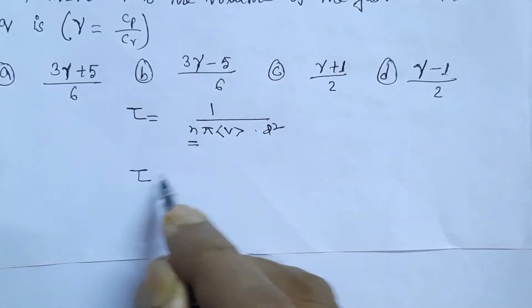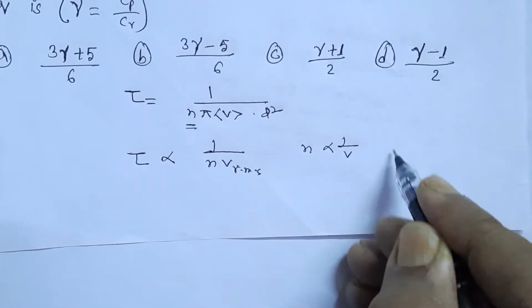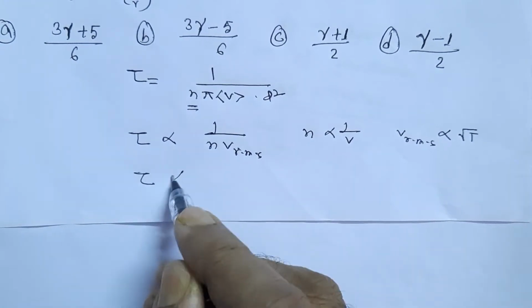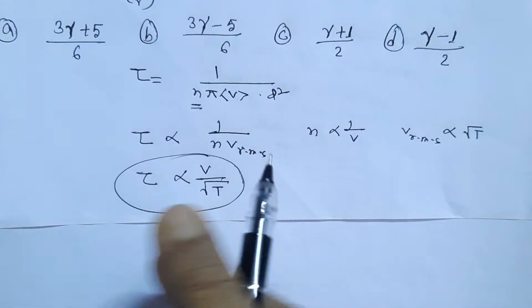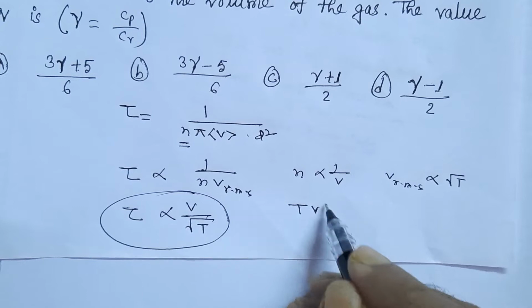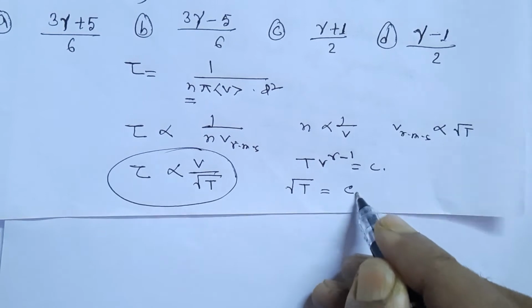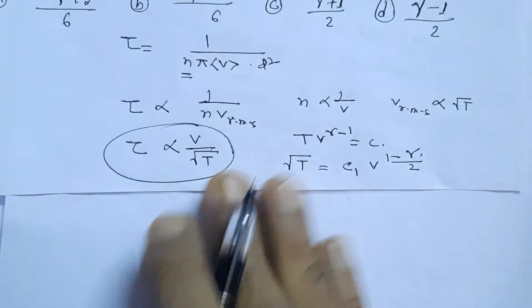Now, tau is proportional to 1 by n into V. And now n is proportional to 1 by V, and V here is V RMS. V RMS is proportional to what? Root T. So tau is proportional to V by root T. T is the temperature of the gas molecules. Now, the expansion is adiabatic, and for adiabatic expansion, we know that T into V to the power gamma minus 1 is constant. So root T equals C1 into V to the power (1 minus gamma) by 2.